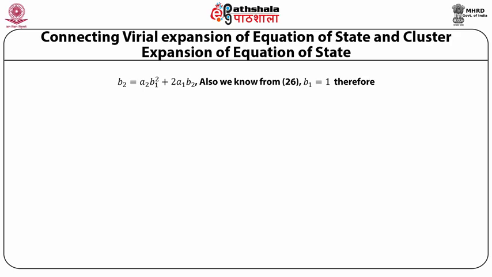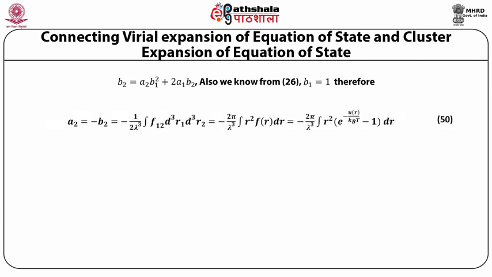Also we know from 26 that b1 is equal to 1, therefore a2 is equal to minus b2, which is equal to minus 1 upon 2 lambda cubed integral over f12 d cube r1 d cube r2, which is equal to minus 2 pi upon lambda cubed integral of r squared f(r) dr, which is equal to minus 2 pi upon lambda cubed integral of r squared (e raised to power mu r upon kBT minus 1) dr.